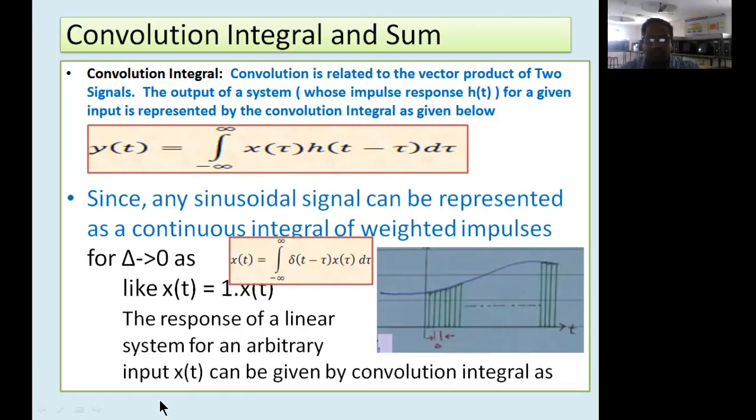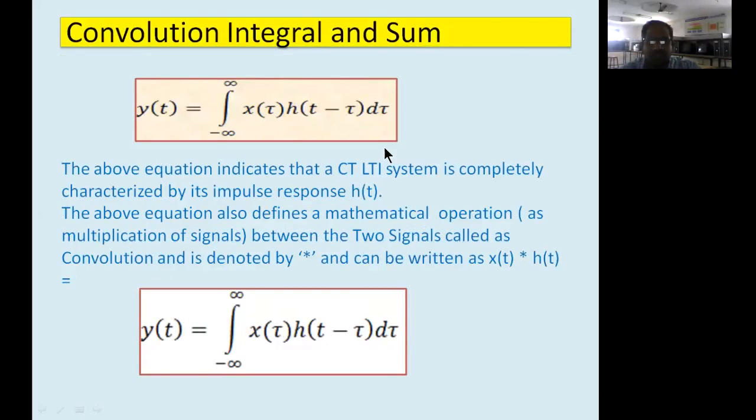signal. So this is how we normally perform the process called convolution, and this integration is known as the convolution integration equation for us. Well, so the response of a linear system for an arbitrary input signal x of t can be given by the convolution integral as given below. So this is whatever we have just explained.